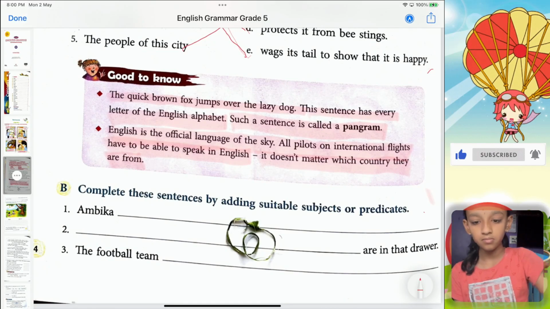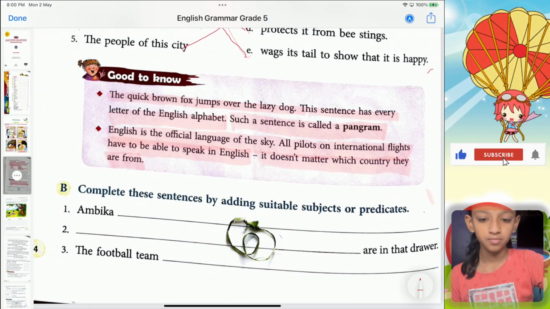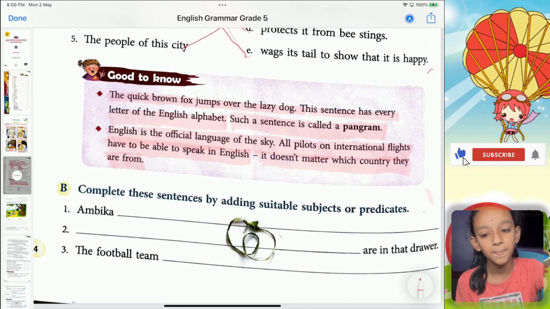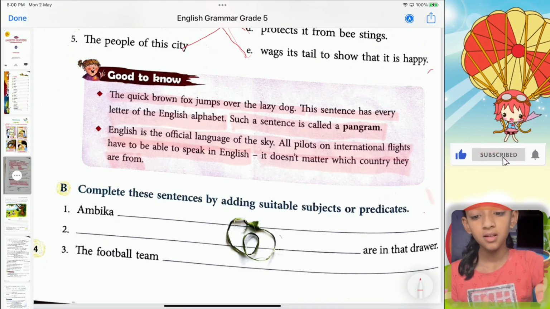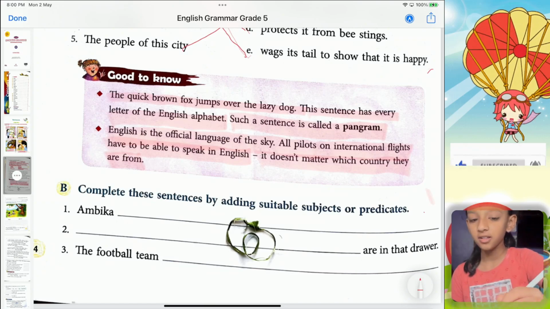Okay, let's look at the second exercise. So you have to complete these sentences by adding suitable subjects or predicates. So let's start with the first one, Ambika. So just add some examples. Ambika is playing in the park. Correct.